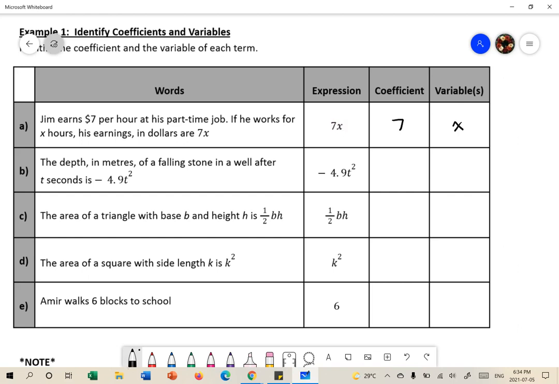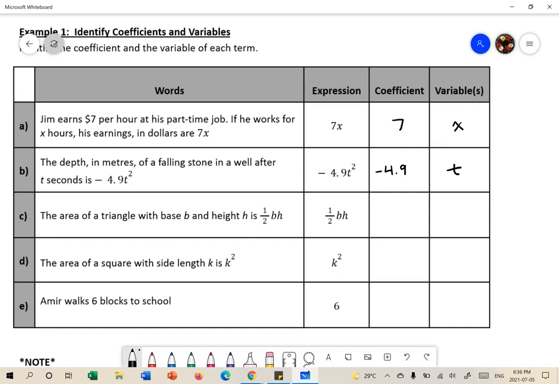Next, the depth in meters of a falling stone in a well after t seconds is negative 4.9 t squared. So the coefficient is both the negative and the decimal, everything in front of t, and the variable here is t. t is being squared, but the variable is t.